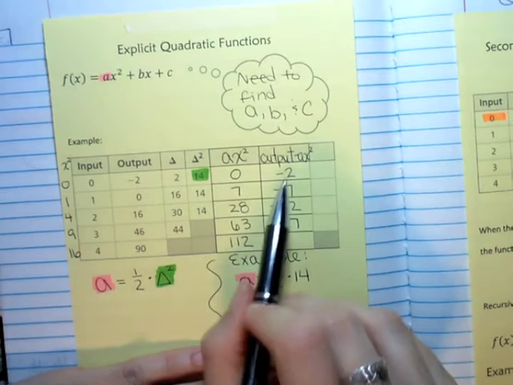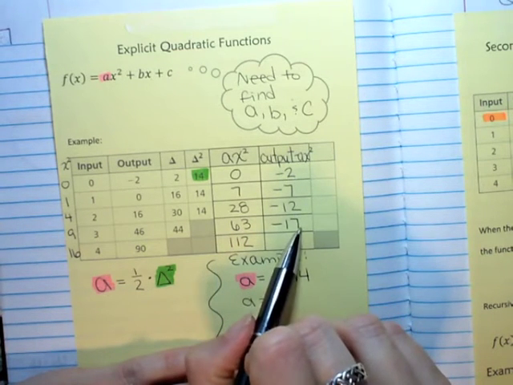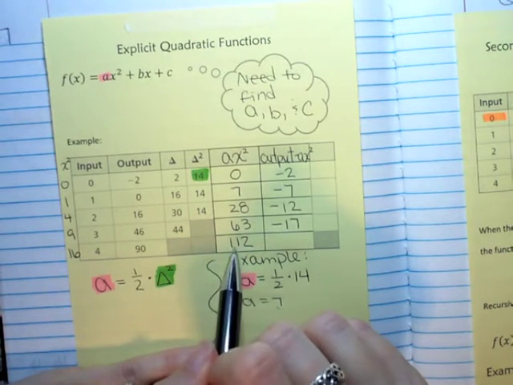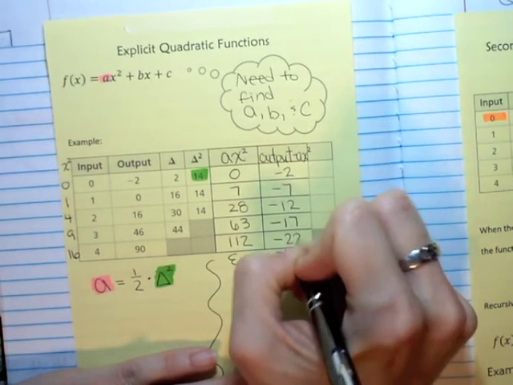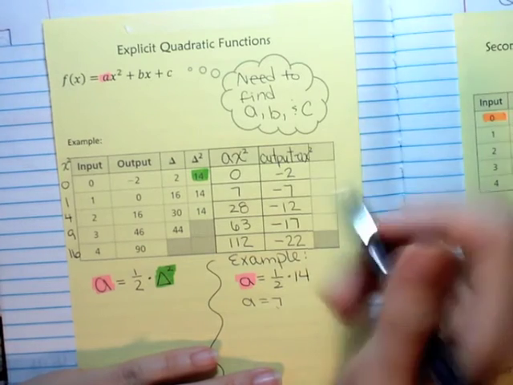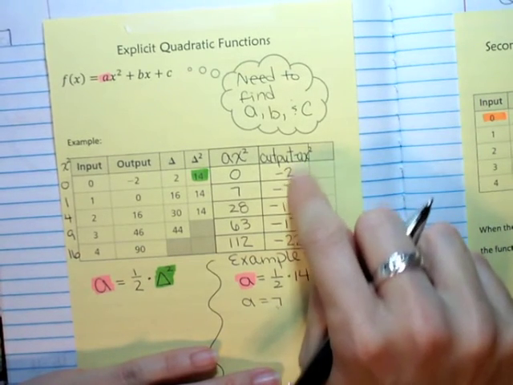So at this point, I've noticed that there's a pattern that we are subtracting 5 each time. So I often won't actually subtract those. I will just use the pattern and say, all right, if I subtracted 5 again, I'd have -22. I like to use patterns to help me simplify my work. All right, so we have calculated this new output minus ax squared.